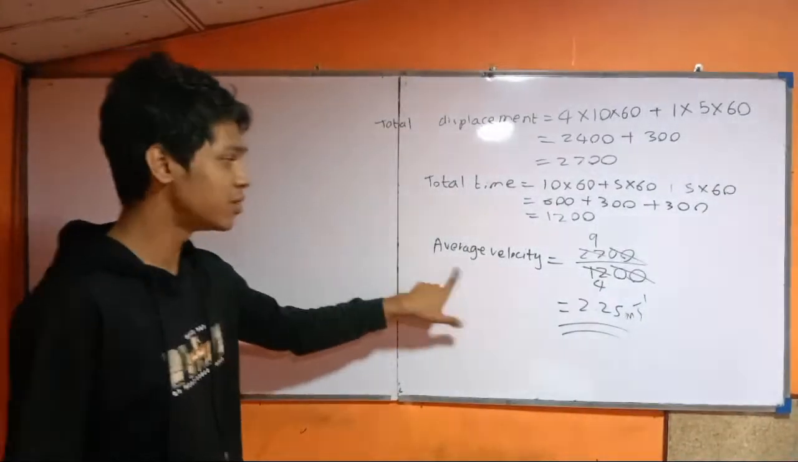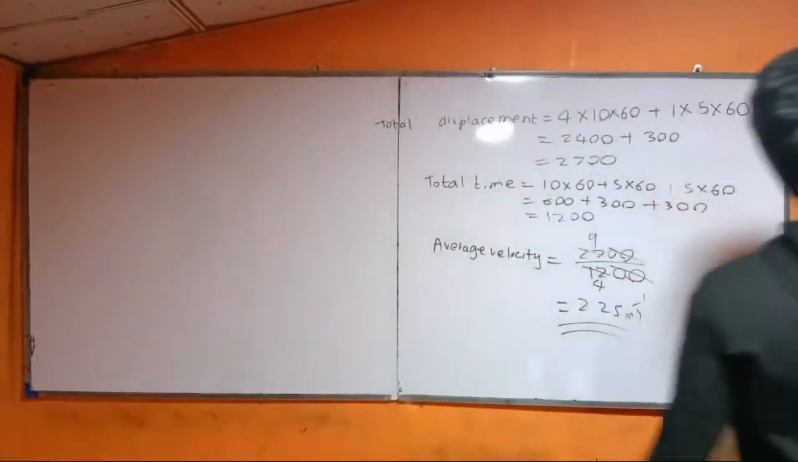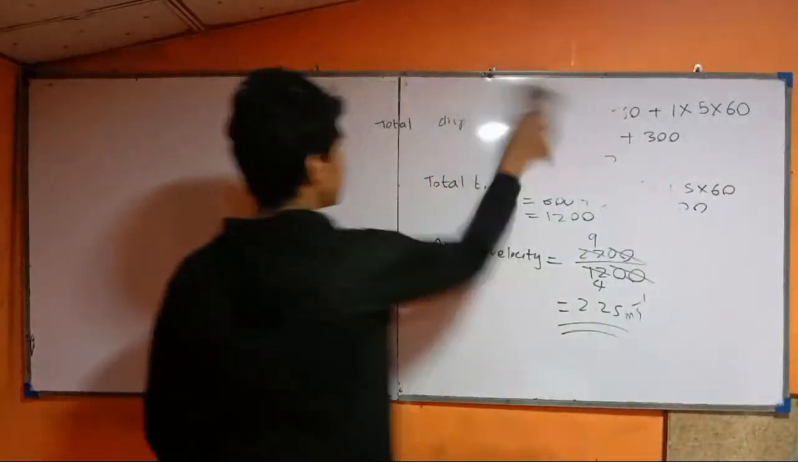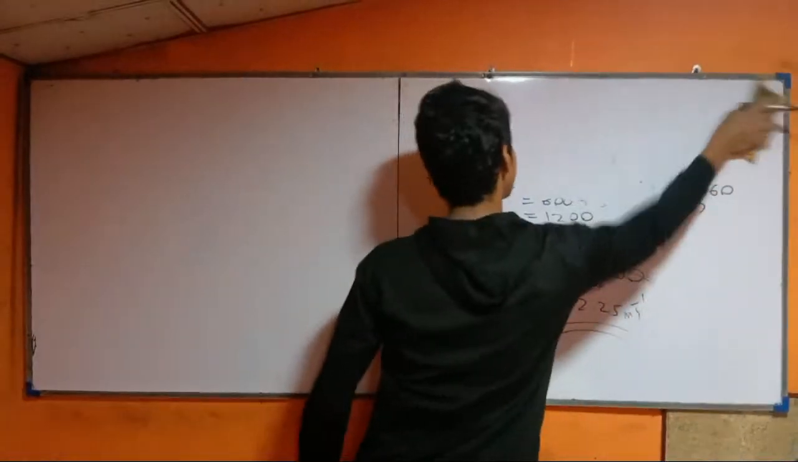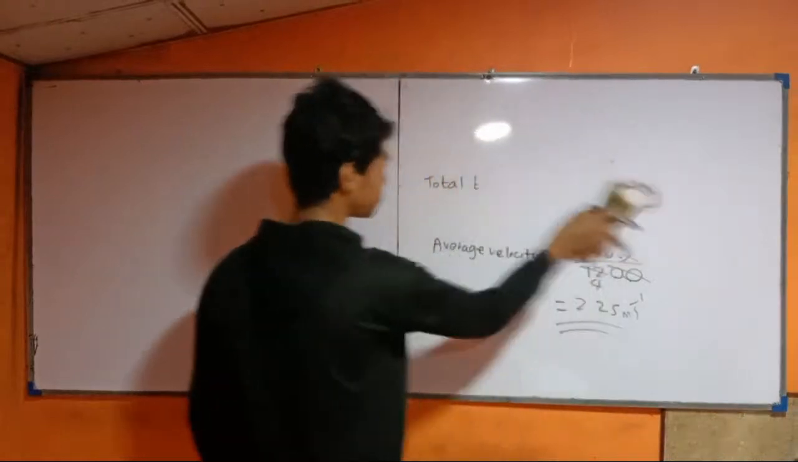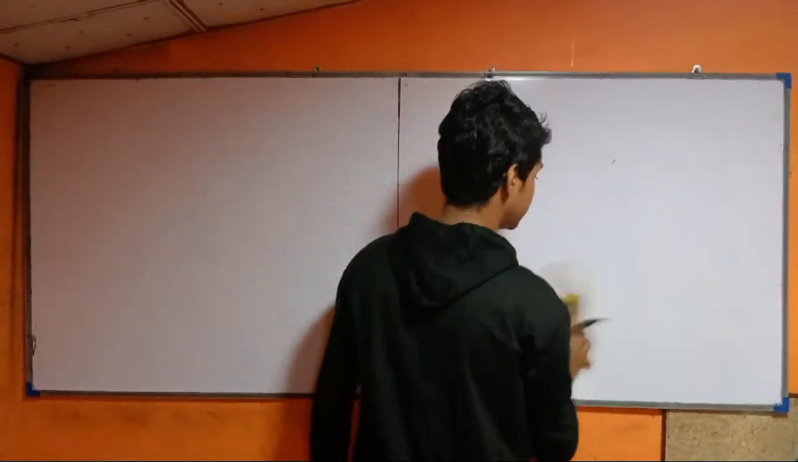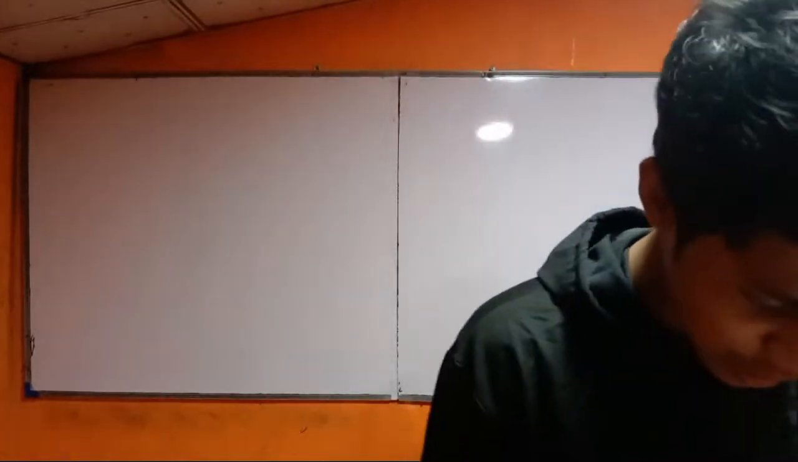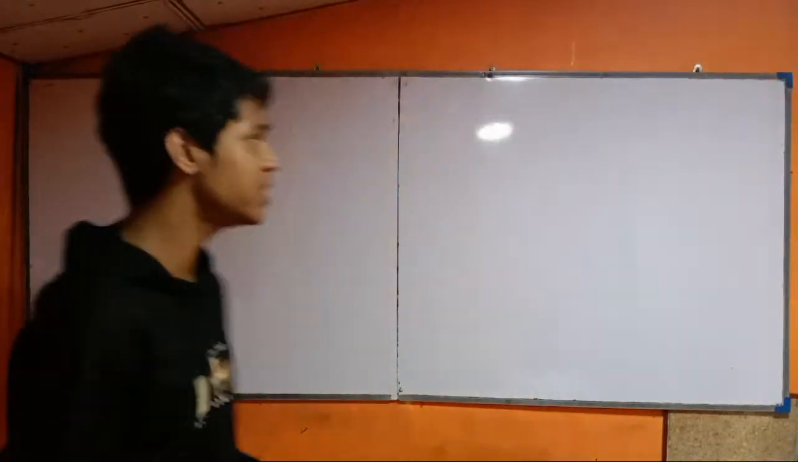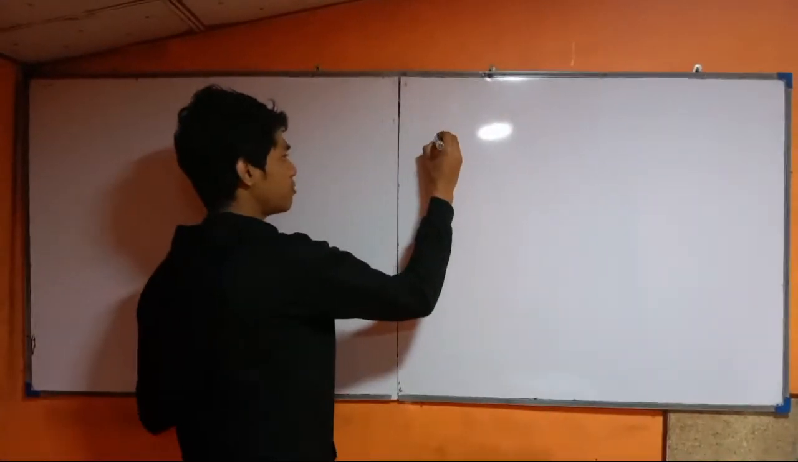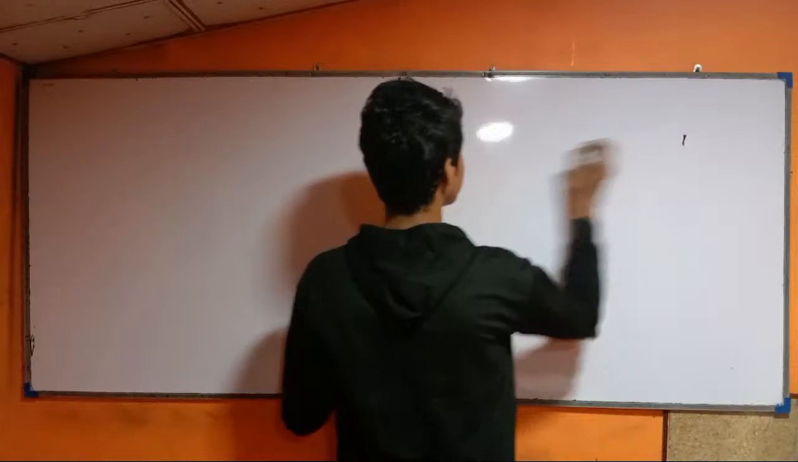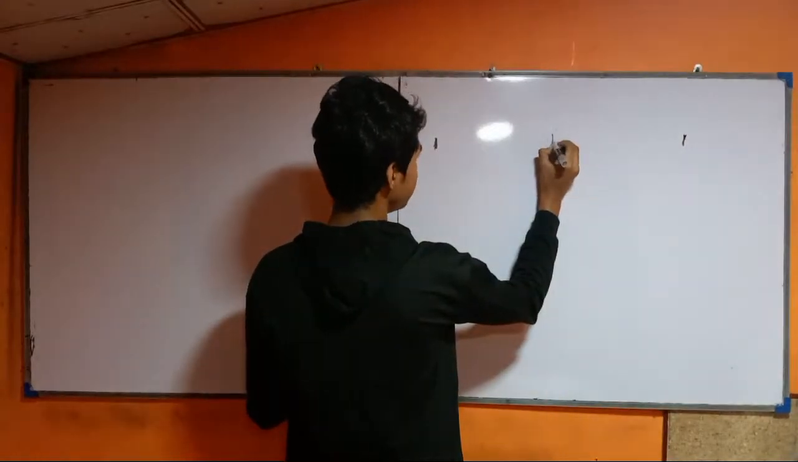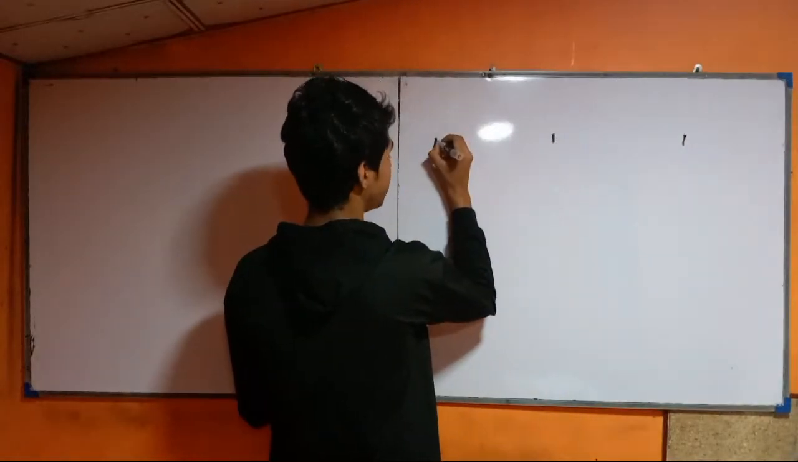Average velocity is equal to total displacement divided by total time. Never forget that. So how to do this question? First, let's take the motor car traveling 60 kilometers per hour for half the journey. Now I'm going to mark this journey. From here to here is the total journey. So half the journey means up to here.